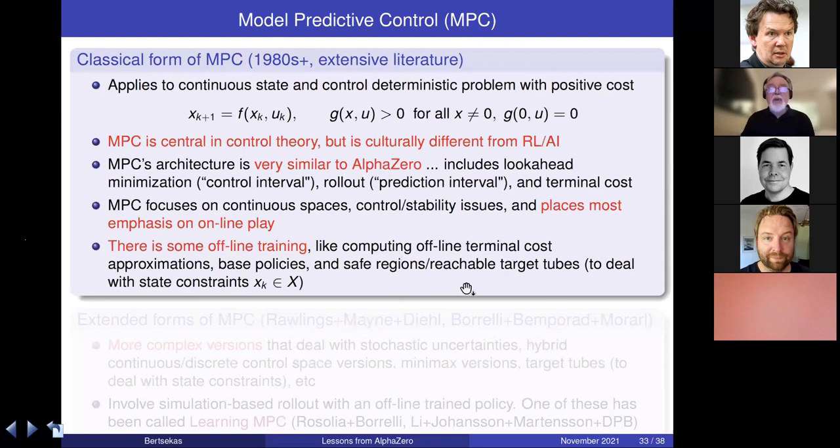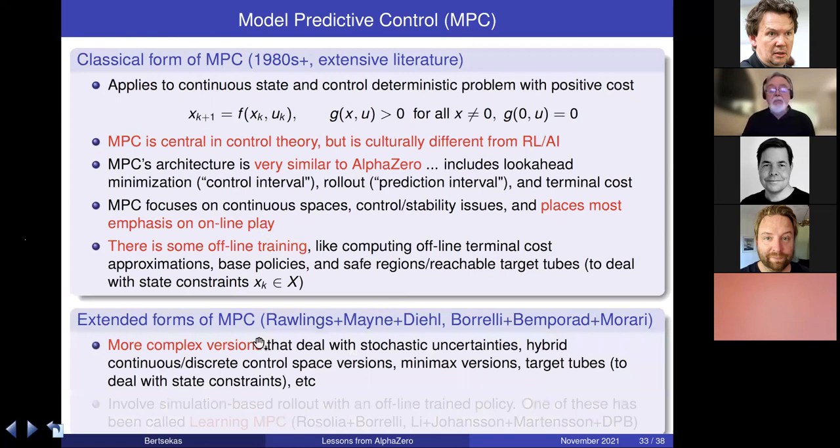Okay, so this is the classical form of MPC, but there are a lot of extensions. And you can look at, for example, the recent books by Rawlings, Mayne, and Diehl, and Borrelli, Bemporad, and Morari, which describe a lot of extensions that deal with stochastic uncertainties, hybrid systems involving both continuous and discrete control and state space components, minimax versions, target tubes and so on. So there's a very broad literature dealing with a broad variety of problems.